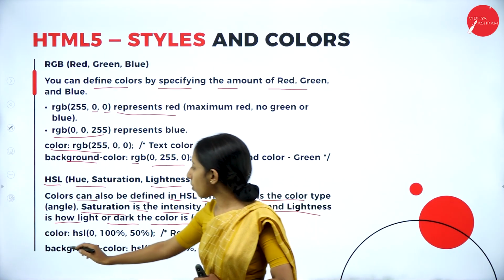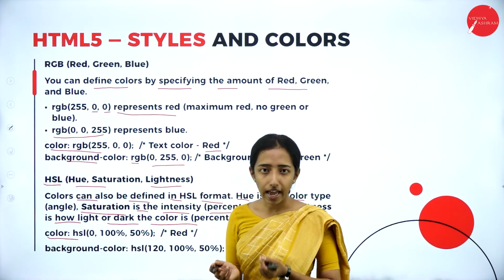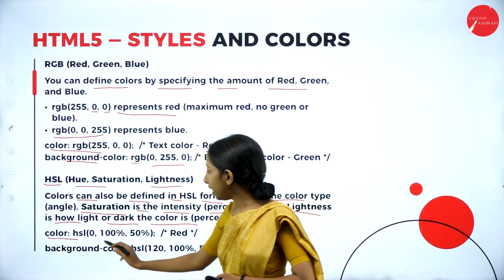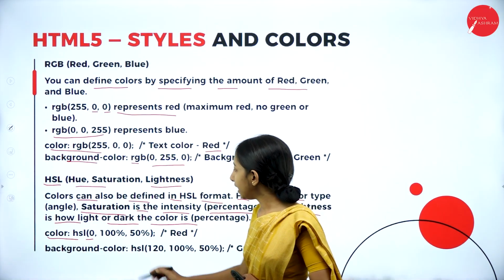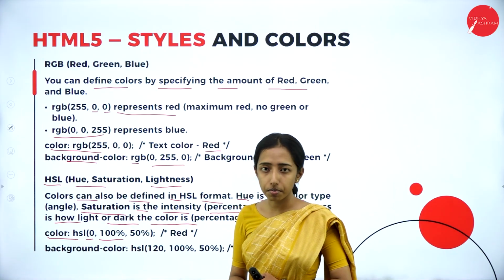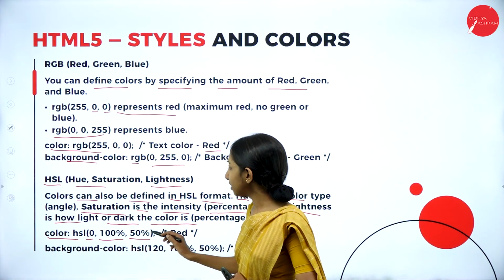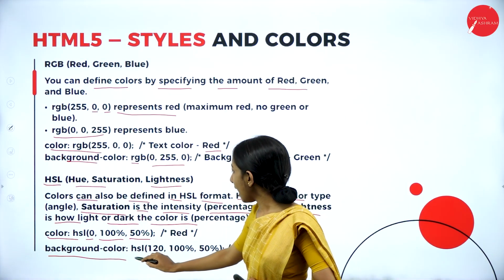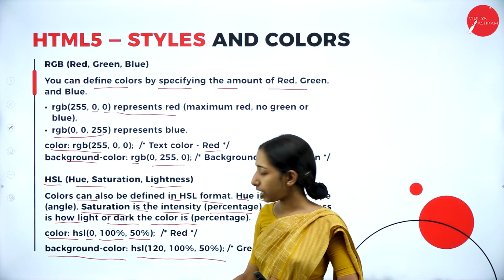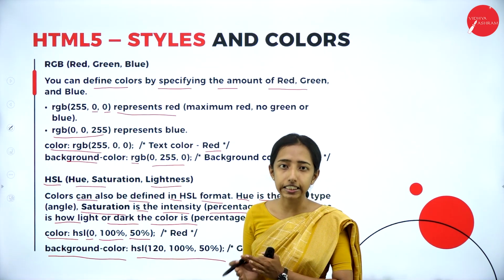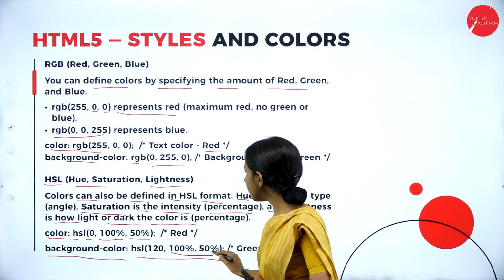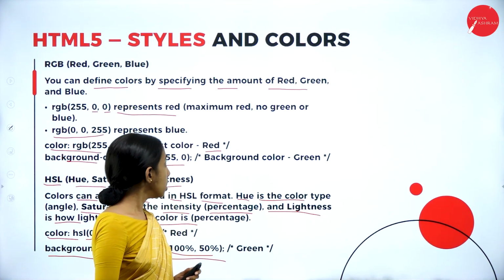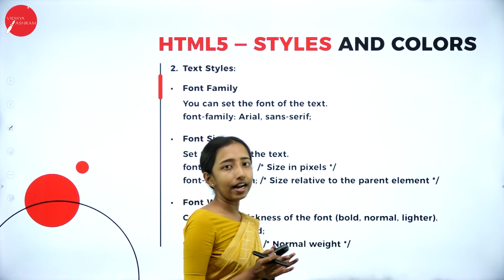Here you can see I have taken the property color, and the method we are using is HSL, where the hue is 0, the saturation I have given 100%, and the lightness 50%. Another example, background color. Again here I have given hue as 120, that is 120 degrees, the angle, and the saturation and lightness I have given 100% and 50%. So that was about HSL and RGB.